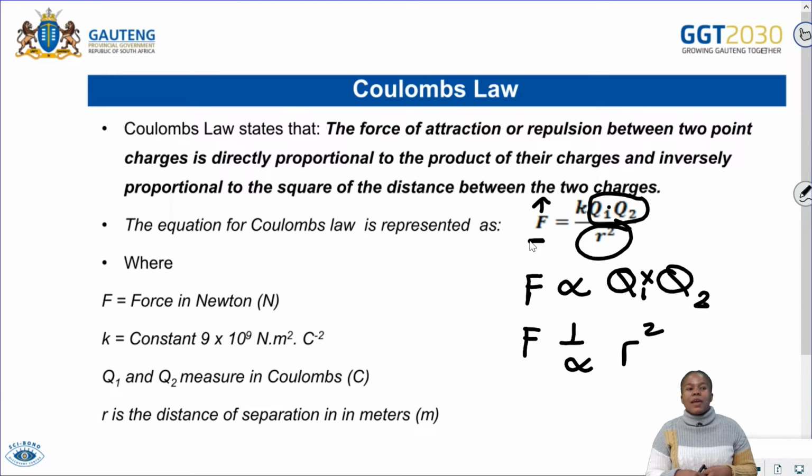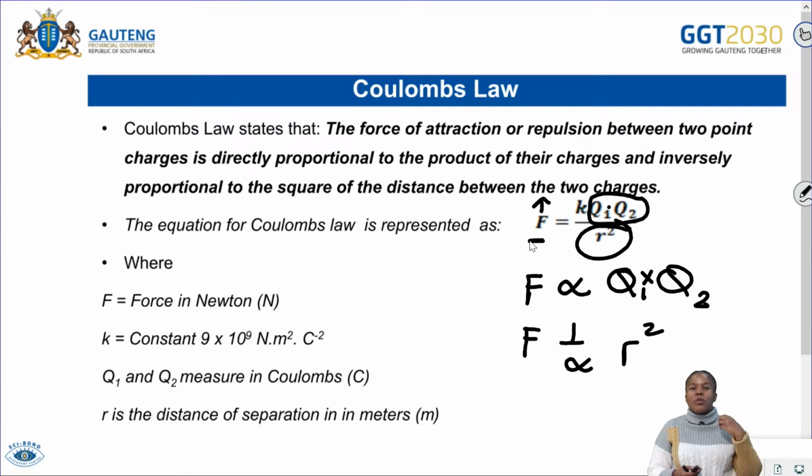And then R is representing the distance of separation between these charges, and that should be in meters. Should it be given in centimeters? Should it be given in millimeters? We should know how to move from those units that it is presented in to what? To meters. So this is Coulomb's law broken down the way we should understand it.